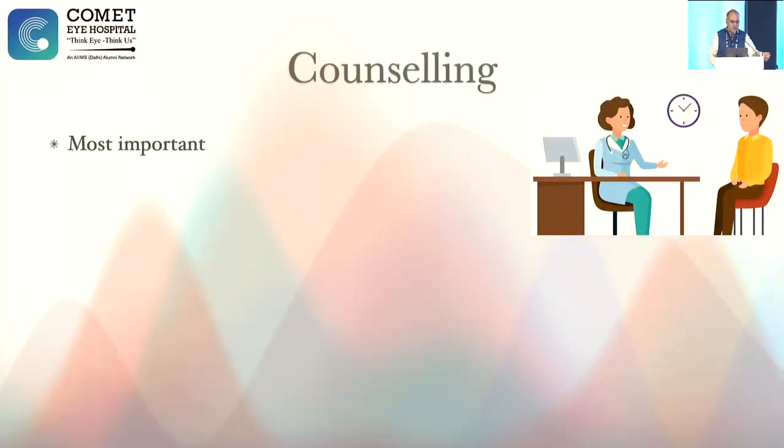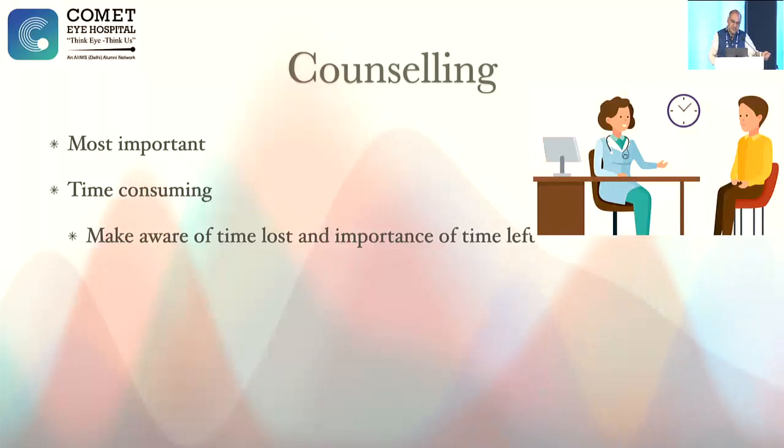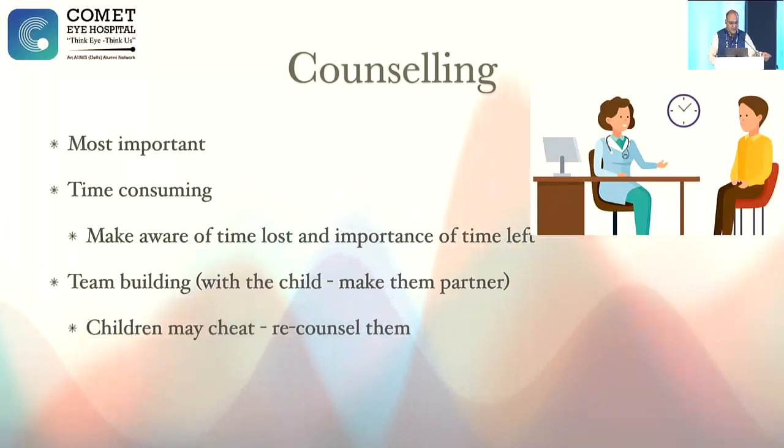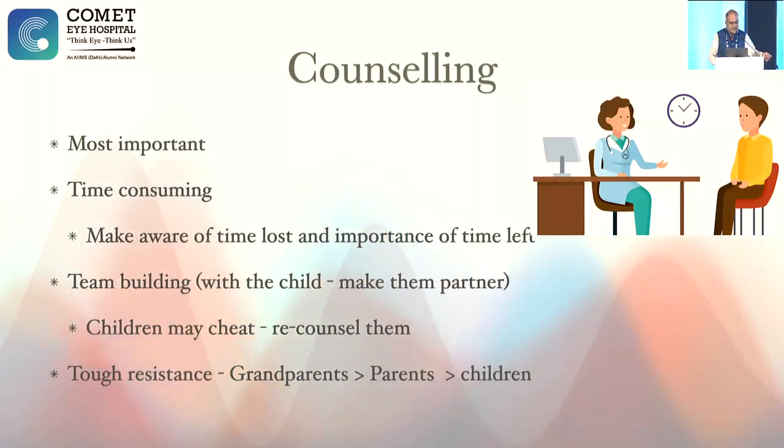So counseling is the most important. We have to give chair time to the patient, make them aware of the time which has been lost and the time left to improve in the amblyopia. It's a team building effort. The optometrist who is giving the glasses, the ophthalmologist, the parents and the caregivers, and the child is an equally important partner. The child may cheat and re-cheat, so you have to counsel and re-counsel the children. The toughest resistance we face here is from the grandparents, followed by the parents and then the children. So you have to counsel the parents and the grandparents also.